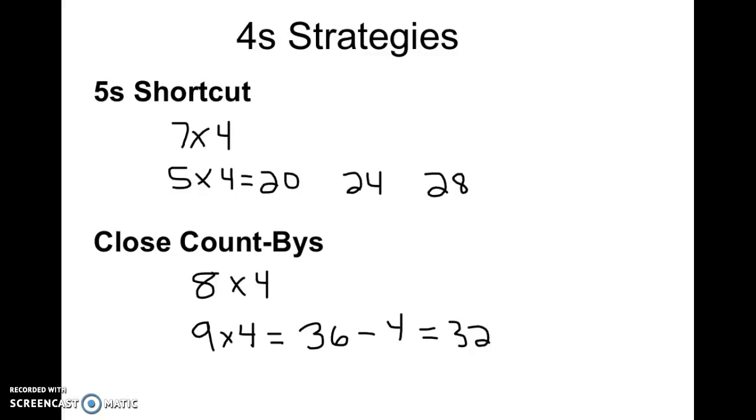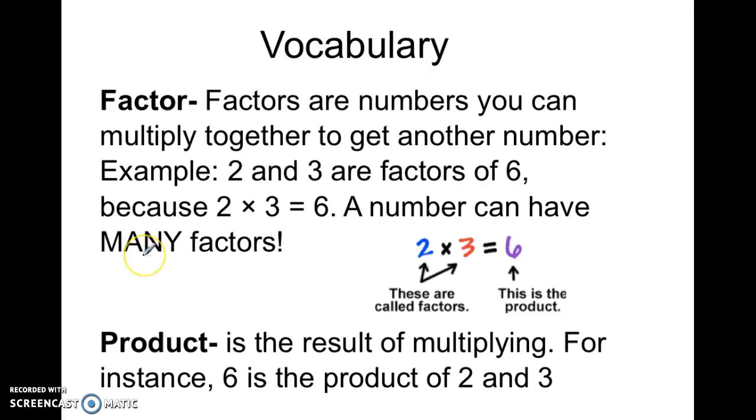All right, next, we're going to talk about a couple vocab words. A factor are the numbers that you can multiply together to get another number. So for example, 2 and 3 are factors of 6 because 2 times 3 equals 6. A number can have many factors. So these are the factors. The two things that you're multiplying together are the factors, okay?